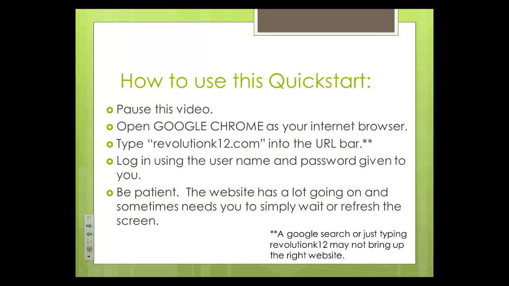Here is how to use this Quickstart. Pause this video. Open Google Chrome as your internet browser. Type revolutionk12.com into the URL bar and make sure you don't just type it into Google because there are lots of other Revolution K12s out there. Log in using the username and password given to you and be patient. The website has a lot going on and sometimes needs you to simply wait or refresh the screen.